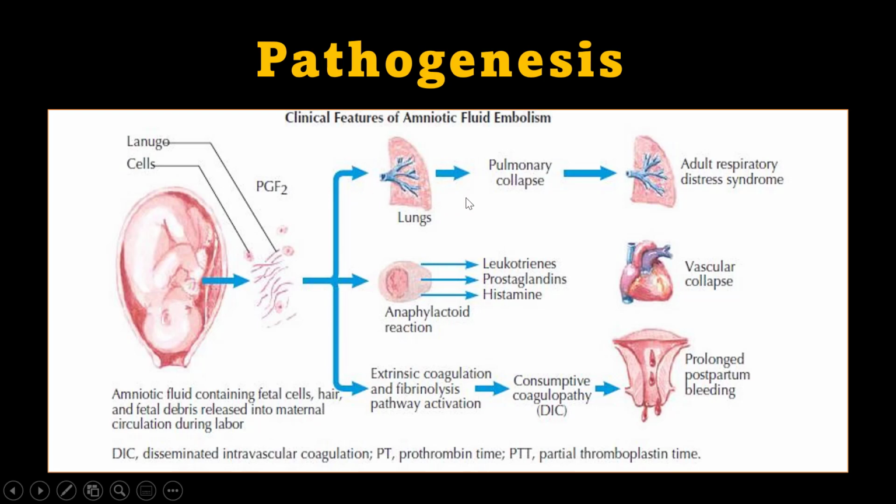So when it reaches the pulmonary circulation, it leads to pulmonary embolism and pulmonary collapse, and as a complication of amniotic fluid embolism, DIC can ensue and can lead to ARDS. Regarding the anaphylactoid reaction, this can lead to vascular collapse. The activation of platelet activating factors and coagulation pathways can lead to DIC and prolonged postpartum bleeding that can be aggravated by the uterine atony.